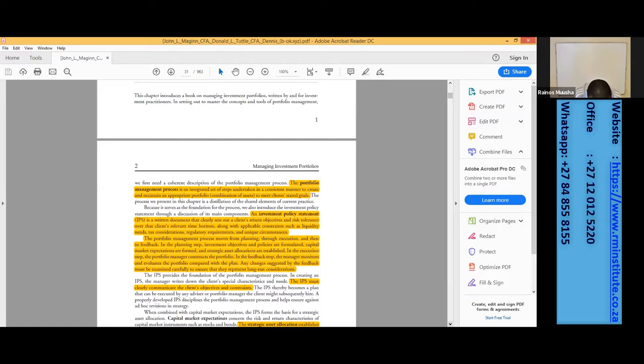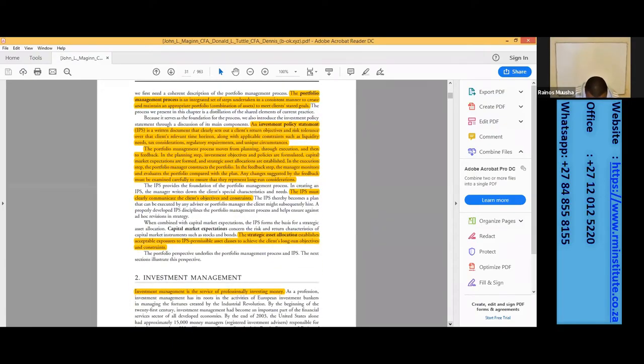So the portfolio management process moves from planning through execution and then to feedback. In the planning step, investment objectives and policies are formulated, capital market expectations are formed, and strategic asset allocation is established. In the execution step, the portfolio manager constructs the portfolio. In the feedback step, the manager monitors and evaluates the portfolio compared with the plan. Any changes suggested by the feedback must be examined carefully to ensure that they represent long-run considerations.